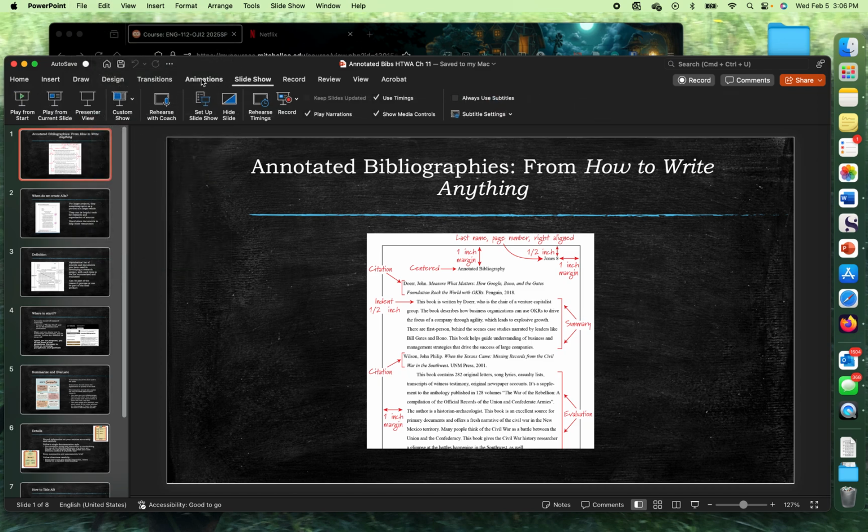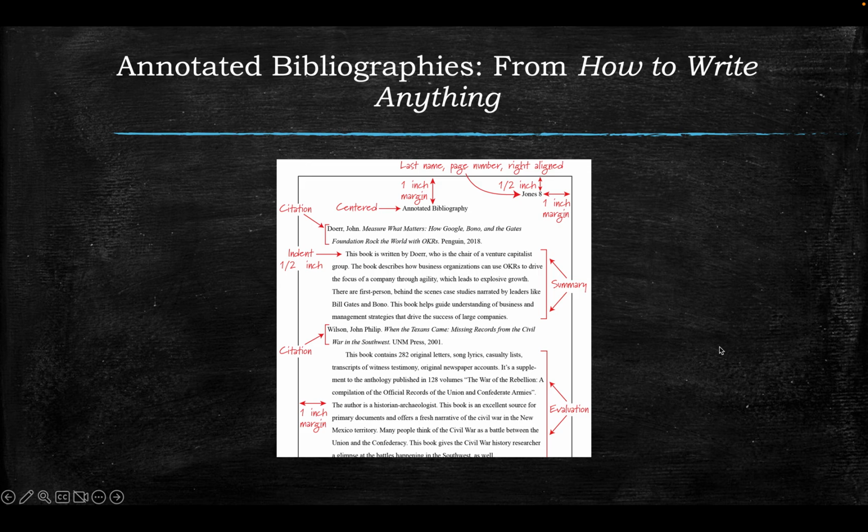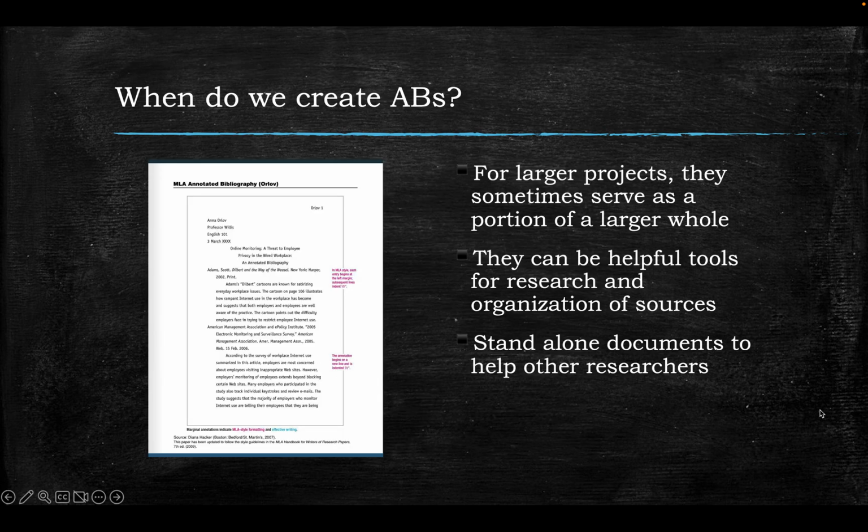All right, so this is from the textbook called How to Write Anything, and it is all about annotated bibliographies. We create annotated bibliographies for a number of reasons. They are present in larger projects, as a portion of a larger piece. They can be helpful tools to help you research and organize what you've found. And they can also be published as standalone documents that are intended to help other researchers.